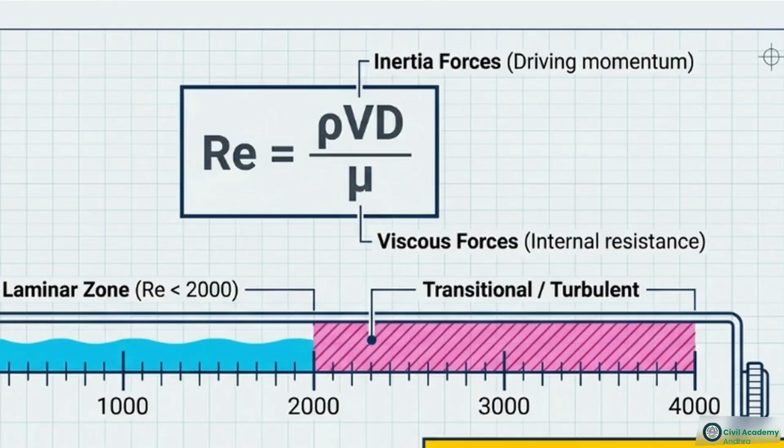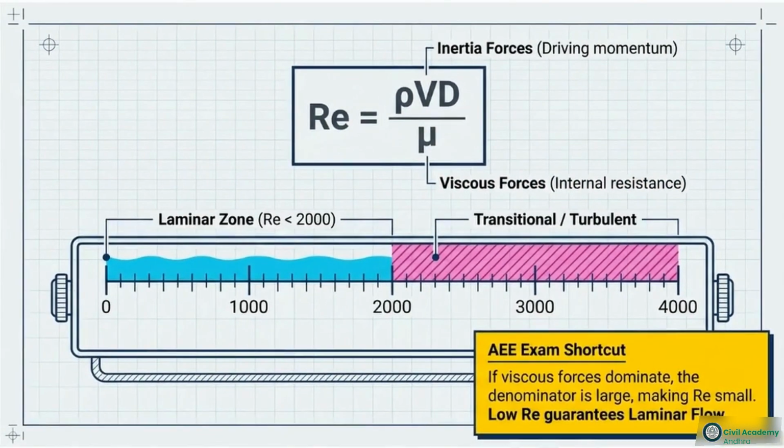The Reynolds number represents the competition between inertial momentum and viscous friction. When internal friction is high, the ratio drops. For the APPSC exam, this is a diagnostic trigger. A low Reynolds number guarantees a laminar state without needing additional data.